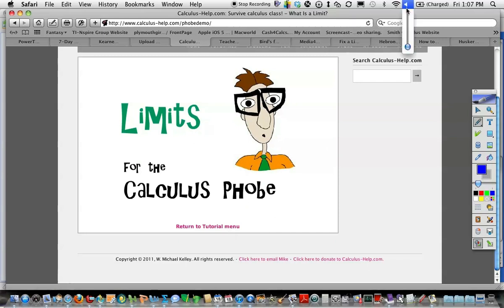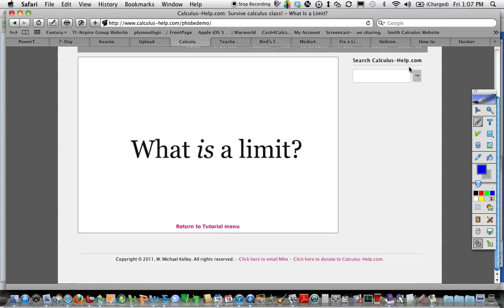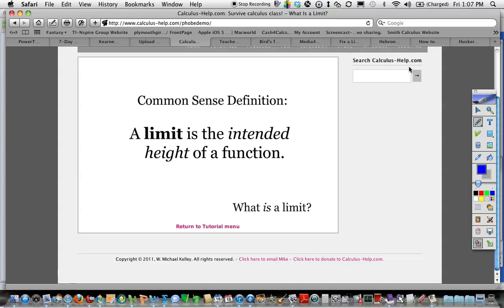Now we're going to focus on what is a limit. In basic terms, a limit is a height that a function intends to reach. That's pretty important, so let's say it one more time. A limit is the intended height of a function.